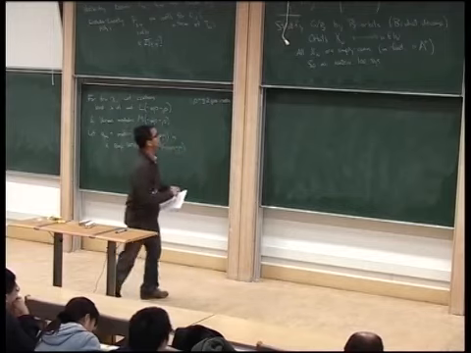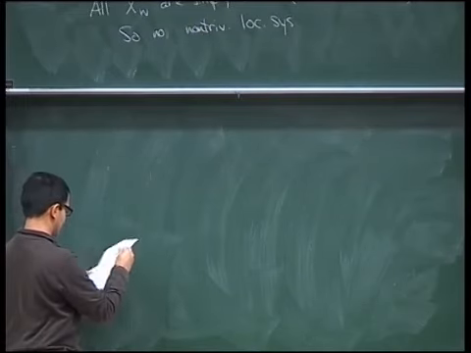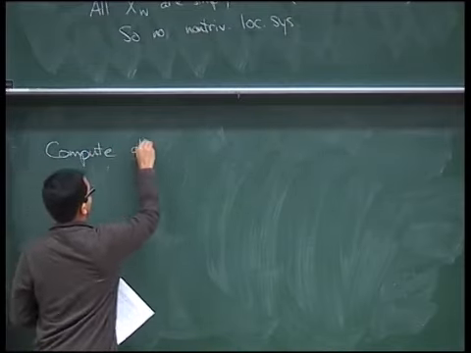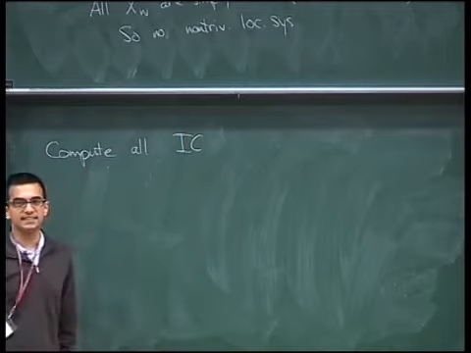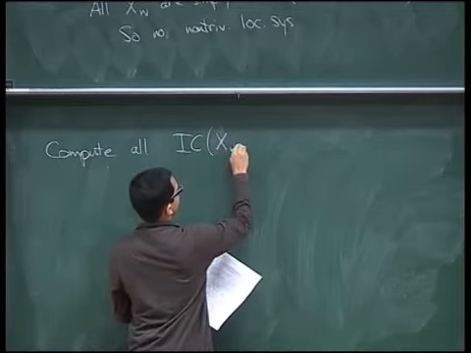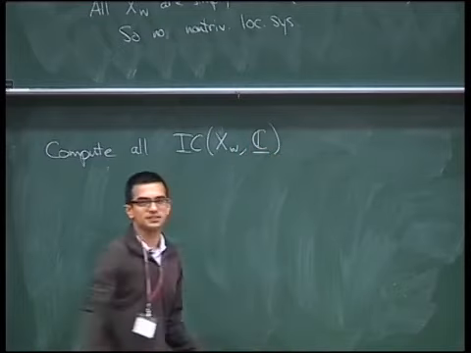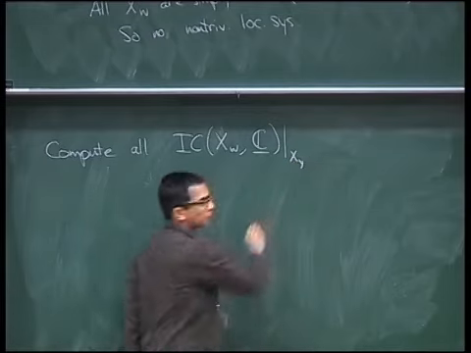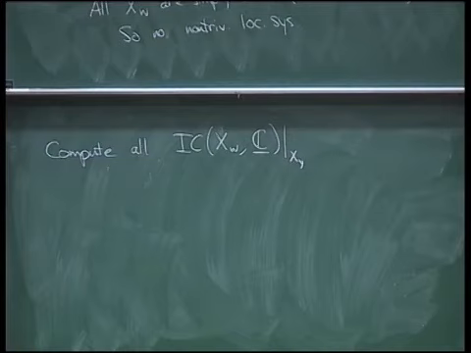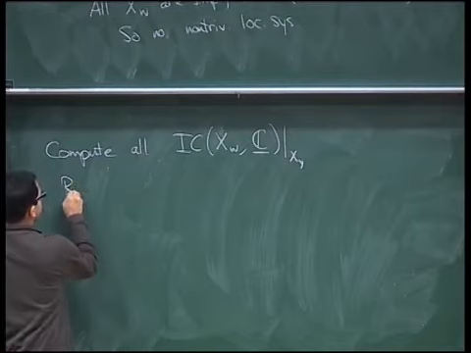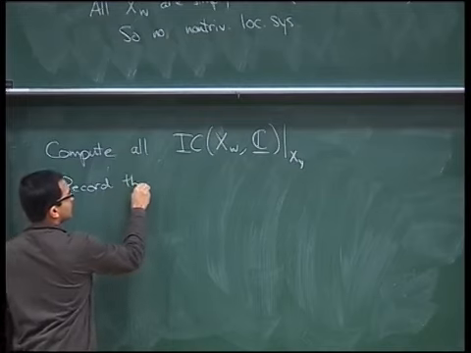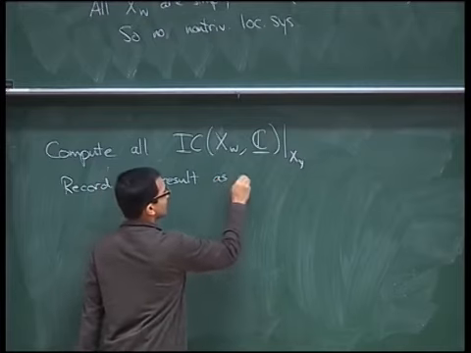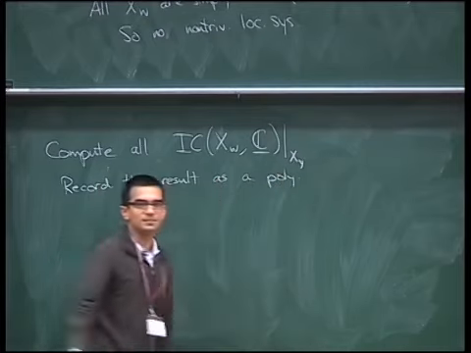Okay, so what we could do is compute all these IC objects, the simple perverse sheaves. I'm going to take an X_w, take the trivial local system, which is the only irreducible local system there is, restrict it to another B-orbit in its closure, and then record the result as a polynomial, just like we did at the end of my talk yesterday on the nilpotent cone. And what polynomial do you get?